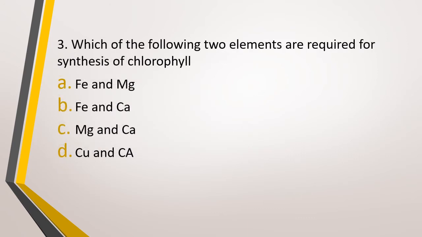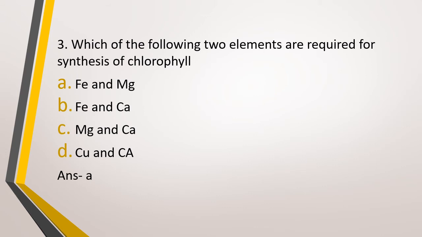Question number 3. Which of the following two elements are required for synthesis of chlorophyll? Option A, Fe and Mg. Option B, Fe and Ca. Option C, Mg and Ca. Or option D, Cu and Ca. What are the two elements that are required for synthesis of chlorophyll? The correct answer is option A, that is iron and magnesium.